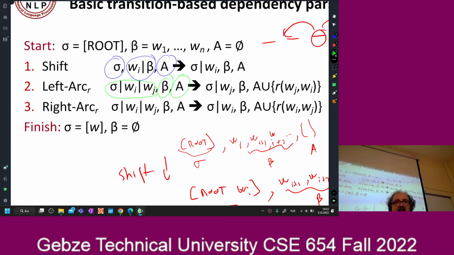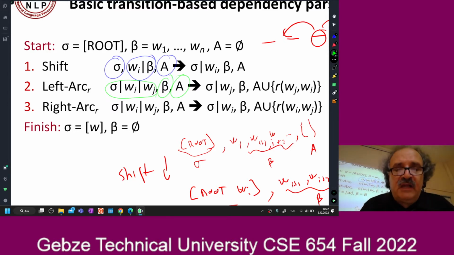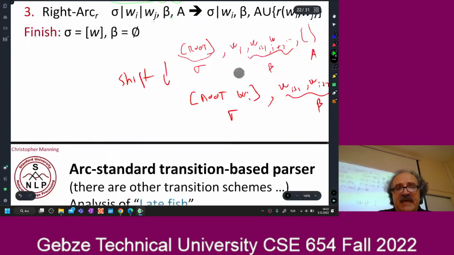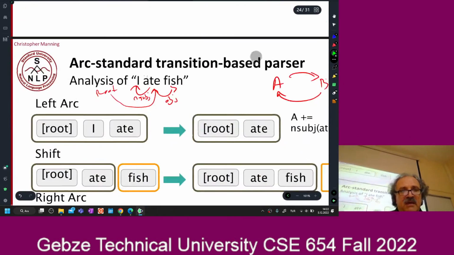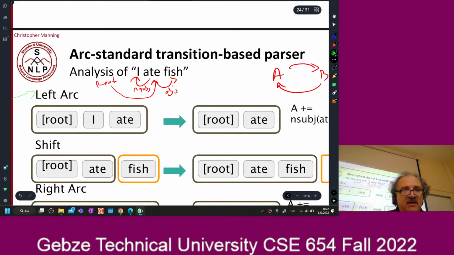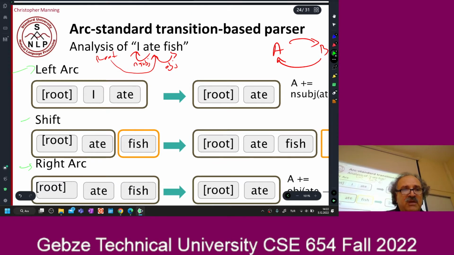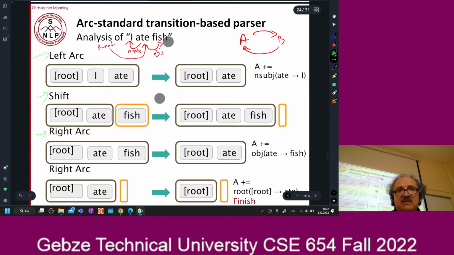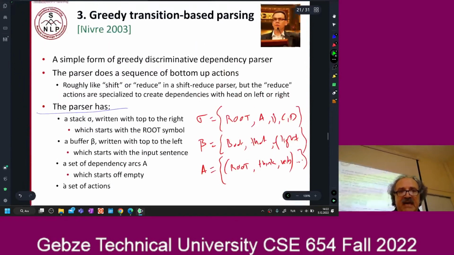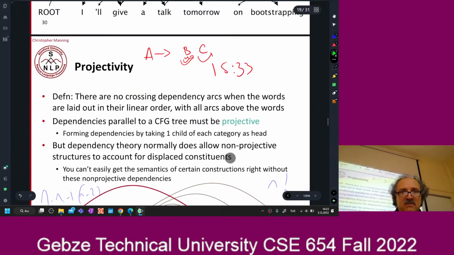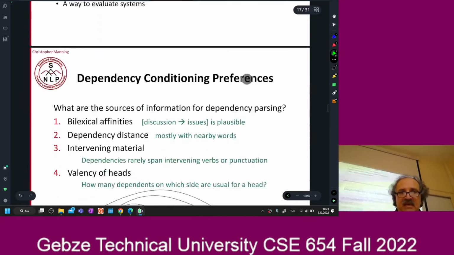So I told you the rules. I told you how the algorithm works, but I didn't tell you when to shift and when to left arc or right arc. You can do three things, right? Shift, left arc, or right arc. I didn't tell you how to do that. Any guesses? Can you tell me any guesses? Maybe this could be a hint.